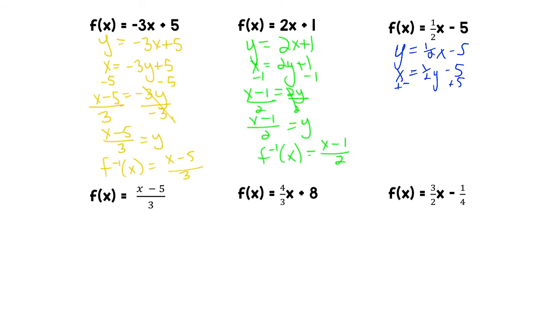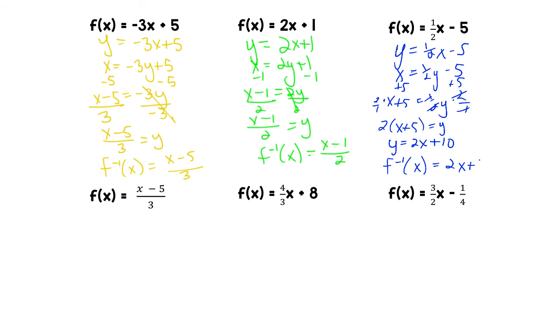So we add 5 first and have x plus 5 equals half of y. If we want to divide by this fraction, we're going to multiply by the reciprocal, which is 2 over 1. So we can rewrite this as 2 times (x plus 5) equals y. 2 over 2 cancels, 1 over 1 cancels. Now we can distribute and flip this around. So we've got y equals 2x plus 10. Last, we change it to f inverse of x equals 2x plus 10.